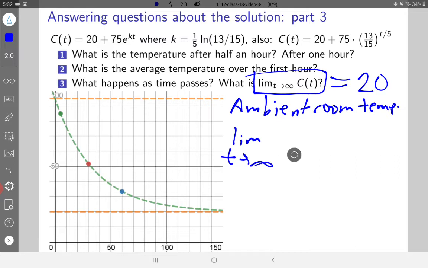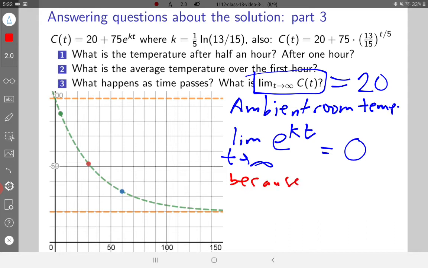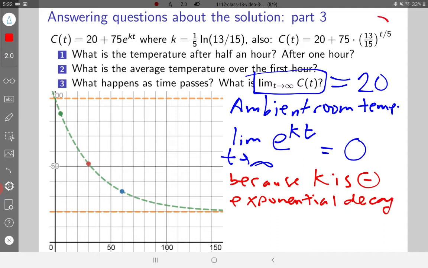Let's take a limit as t goes to infinity of e to the kt. In this case, it's going to be 0 because k is negative, so we're seeing exponential decay from that term. And you could even see that from this other form of the function that I've written here. Because 13 over 15 is less than 1, multiplying a number less than 1 by itself a whole bunch of times in a row makes the result smaller and smaller and smaller. It's going to decrease to 0. And so that's why I'm going to see that limit of the whole function, capital C, approach just the 20.